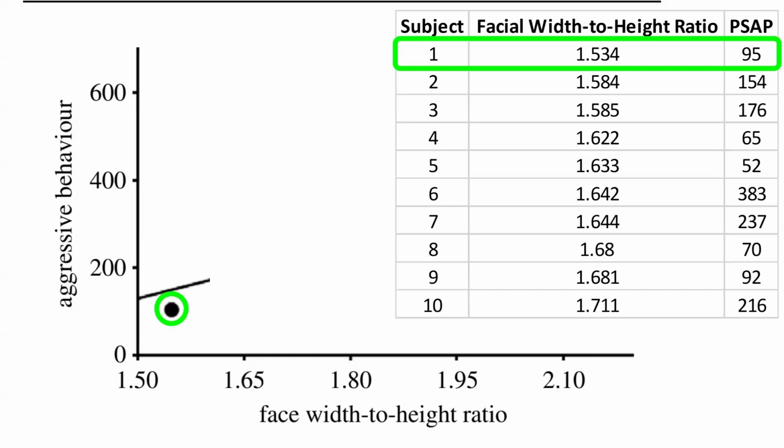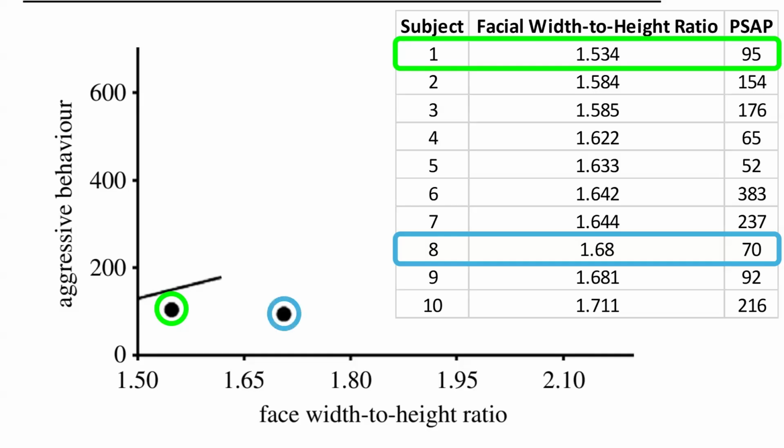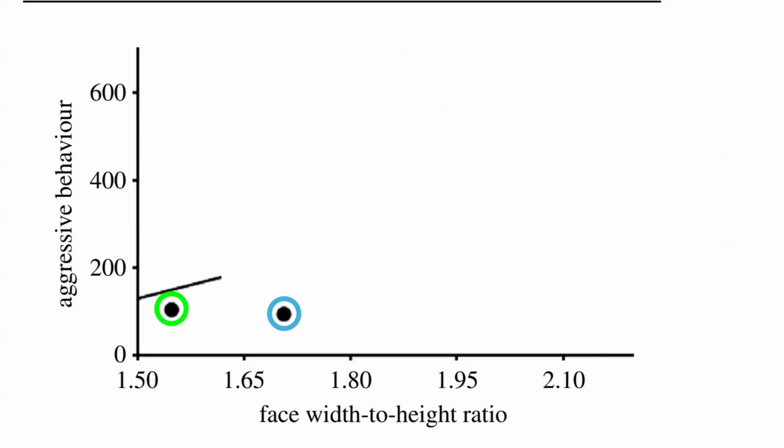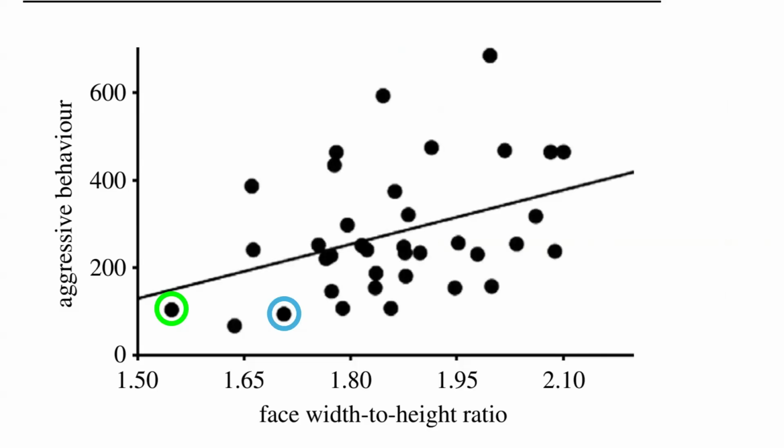We're going to do the same thing for subject number 8. So once again, facial width to height ratio of 1.68, aggressive score of 70. We plot those both on the x-axis and the y-axis. We end up with that dot right there. That dot right there, that represents subject number 8. And then what we would do is we would just continue to do that for all 37 of these scores. And eventually we would end up with a scatter plot that looks like that.